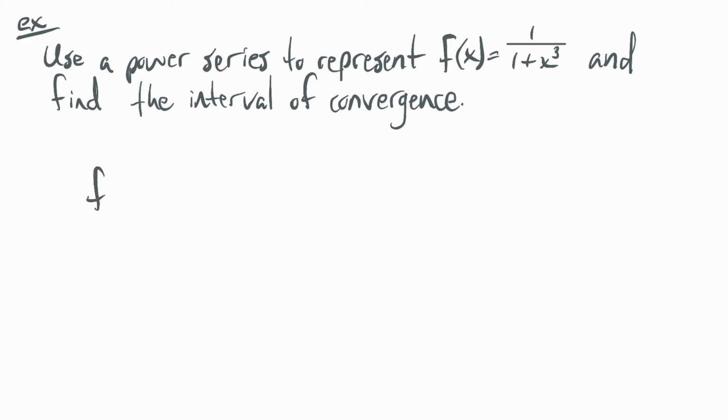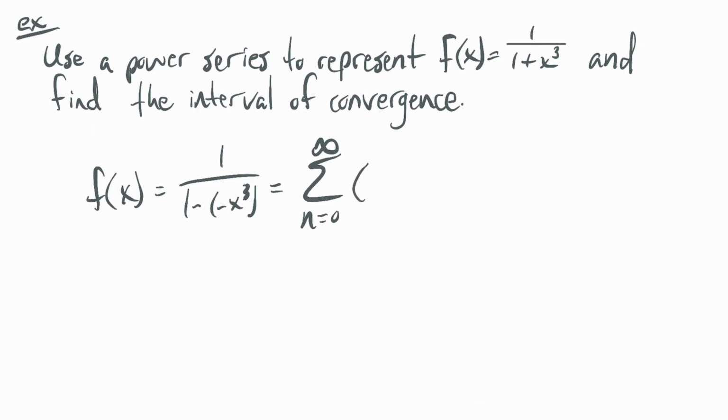So I can rewrite this as f of x equals 1 over 1 plus x cubed. I'm going to rewrite this as 1 minus negative x cubed. So this equals the sum, as n goes from 0 to infinity, of negative x cubed to the n power, as long as the absolute value of negative x cubed is less than 1.